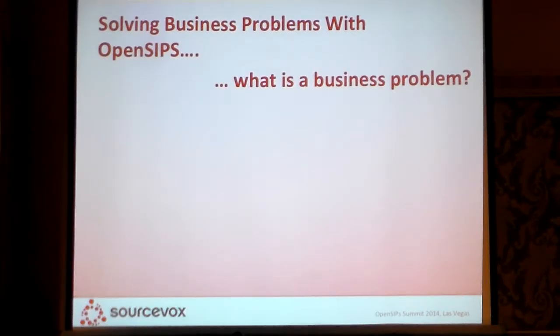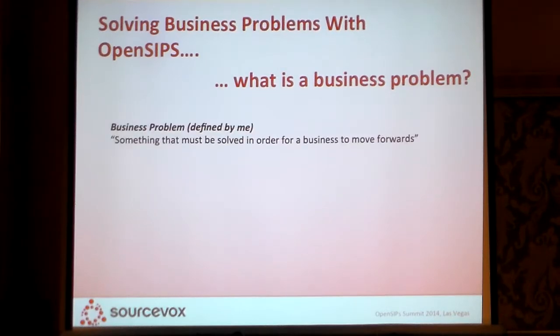So the title of the presentation is Solving Business Problems with OpenSIPS. I guess the first question is, what is a business problem? I've spent the last 13 years working with businesses who want to solve problems using open source software, so I thought I should try and answer the question myself. I came up with this definition: a business problem is something that must be solved in order for the business to move forwards.